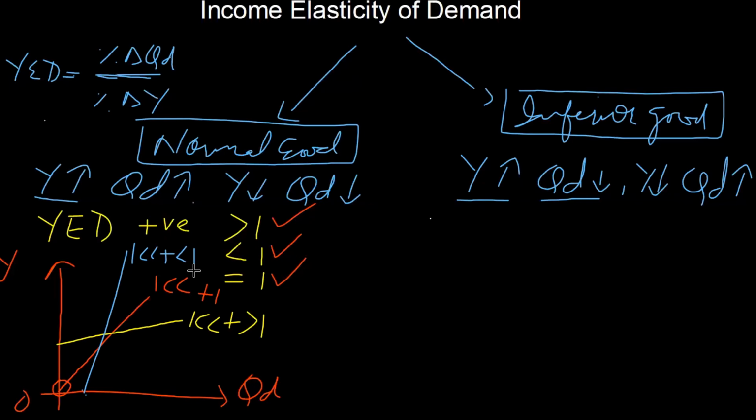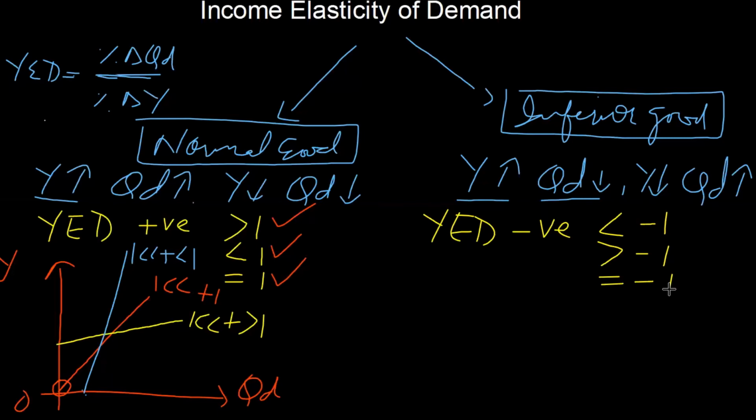Now coming to inferior goods, and inferior goods are the ones which have a negative relationship with income. If income increases, quantity demanded will fall. However, income elasticity of demand for inferior goods would definitely be negative, but it can be less than 1, greater than 1, or equal to 1. The negative sign just shows the relationship.